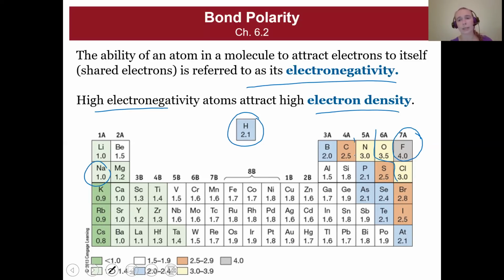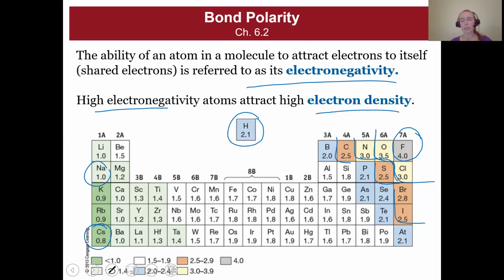Oxygen and nitrogen and chlorine are the next highest. And then we start to go down from there. Carbon, sulfur, bromine, and iodine are the next highest. And then we go down from there. And the lowest electronegativity are down here in the bottom left. And that is related to our periodic trends.